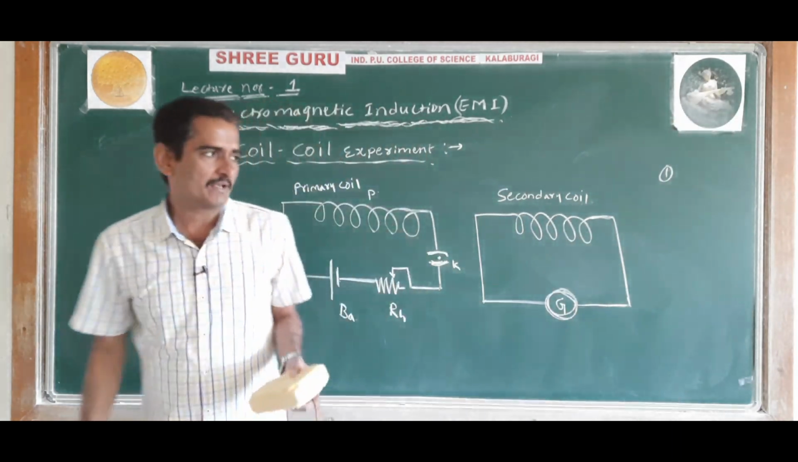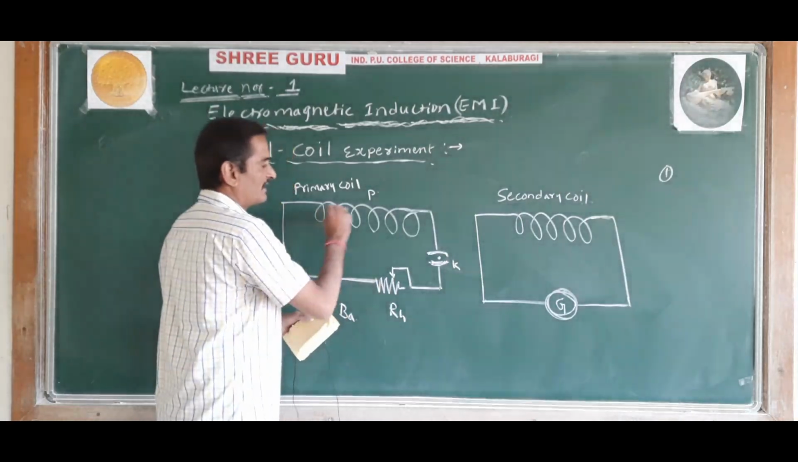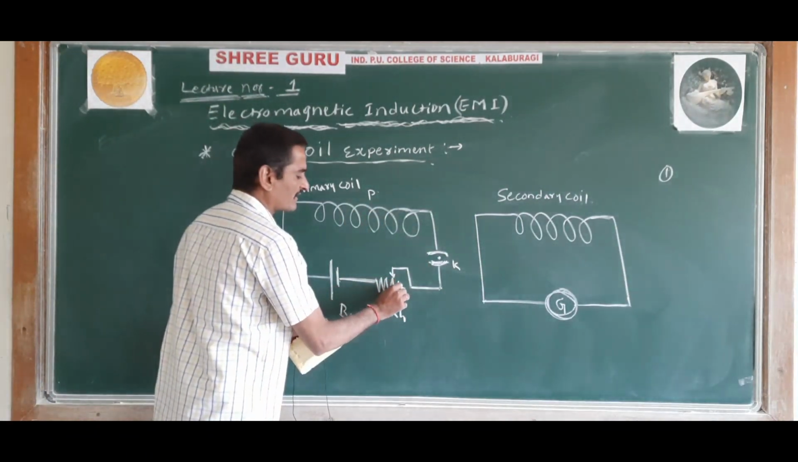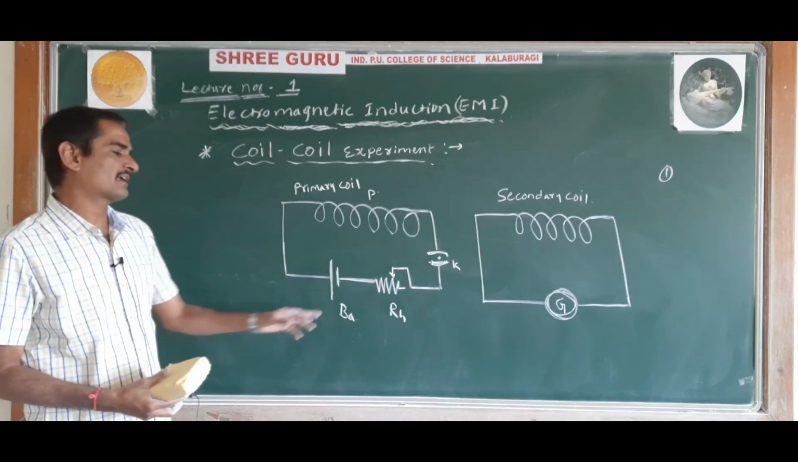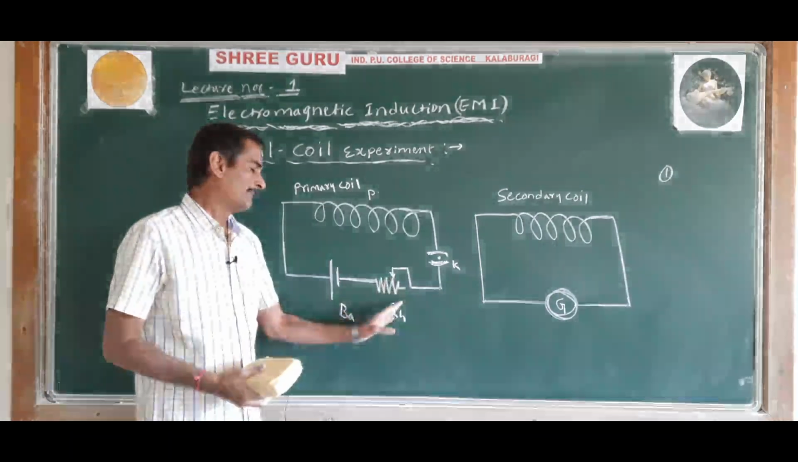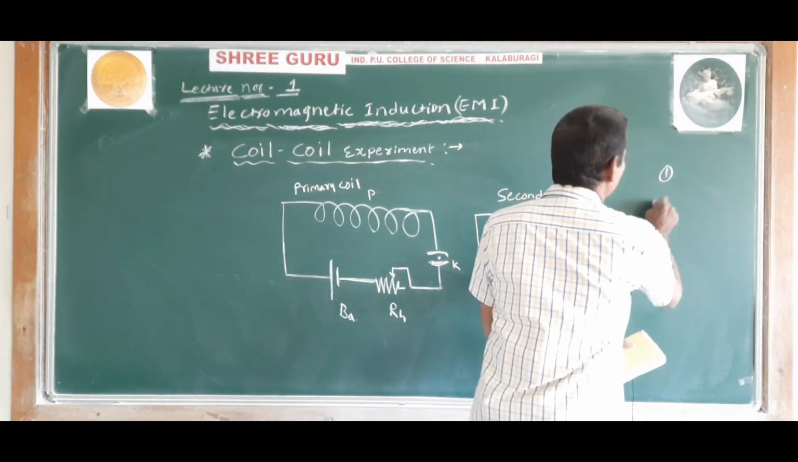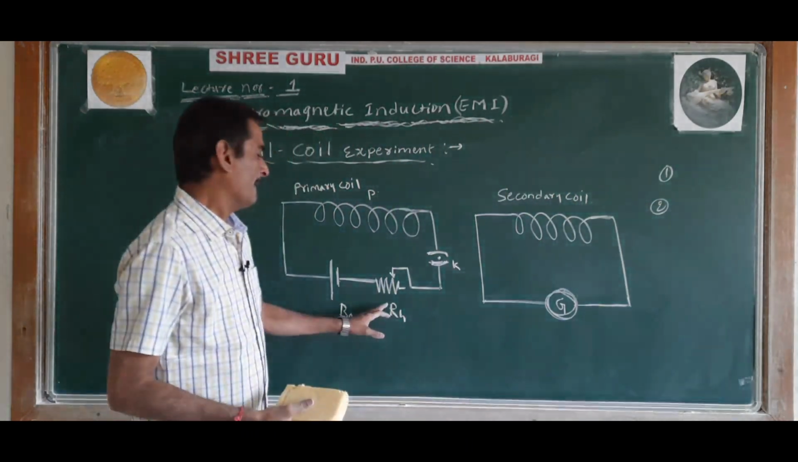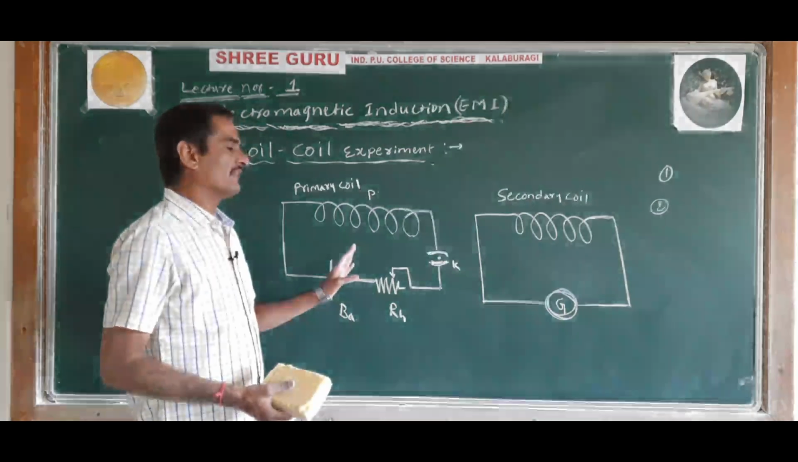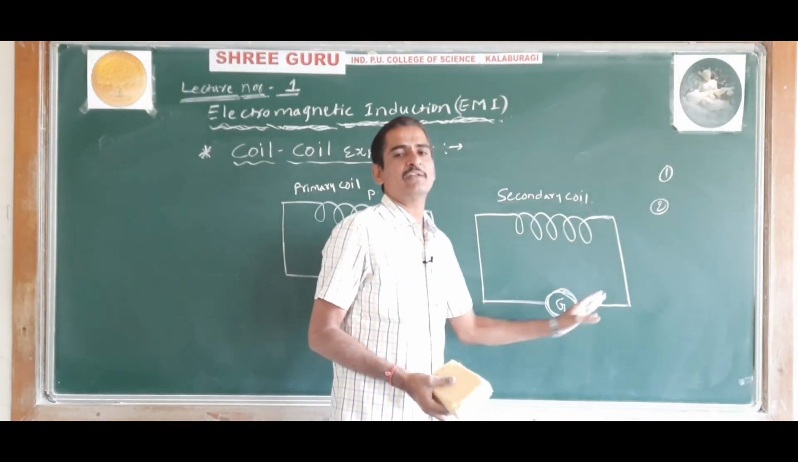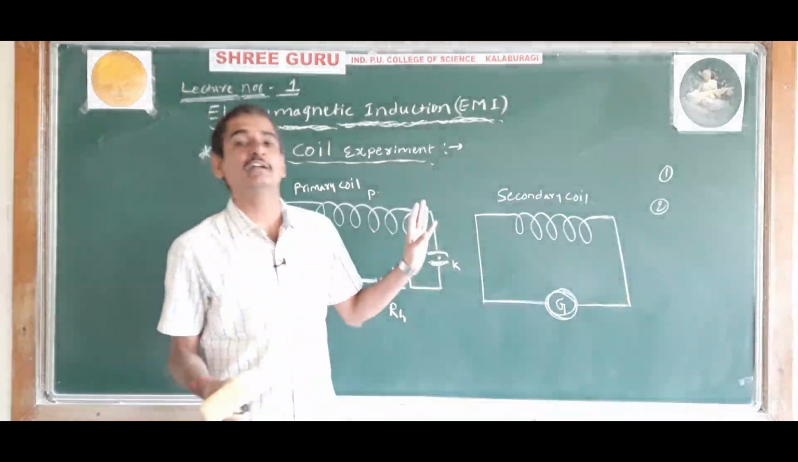Next, when the current in the primary coil is increased or decreased by using a rheostat, then also the galvanometer shows the deflection.